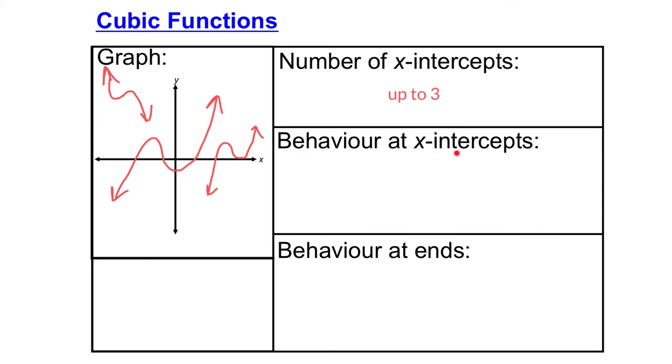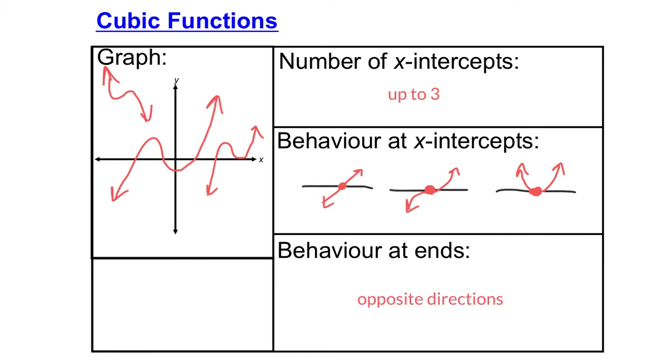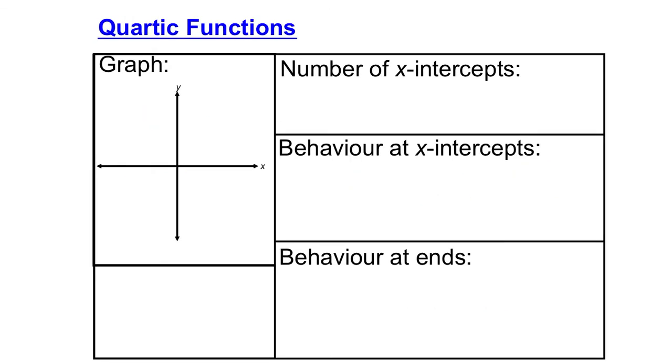The behavior at the x-intercepts, well, if you look at all of them, they all cross kind of like a line, except you could have this. So in the behavior at the ends, well, if you look at the end behavior, they're going in opposite directions. So maybe you're starting to see some patterns emerge. Let's keep going to the next kind of function, the quartic function. Quartic functions, you can have them look kind of like this.